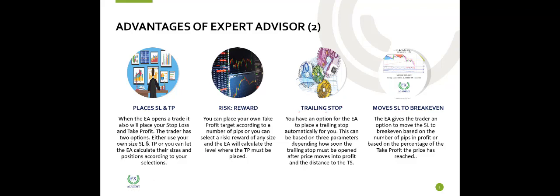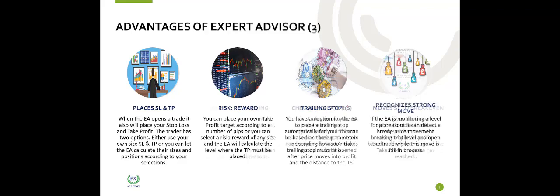Then, of course, there's still the trading stop available. This one is an advanced trading stop that you set up. If you want to use that, that's available. And the nice feature is you can move your stop loss to break even when the price is in a certain profit situation. Like let's say 70% of your take profit target, you can ask the expert advisor to move your stop loss to break even.